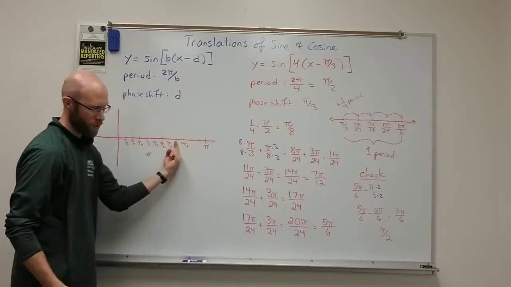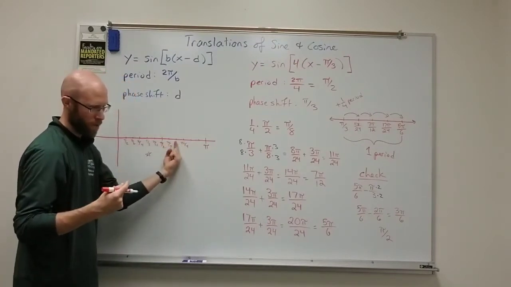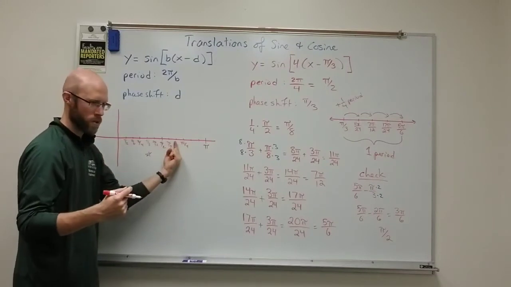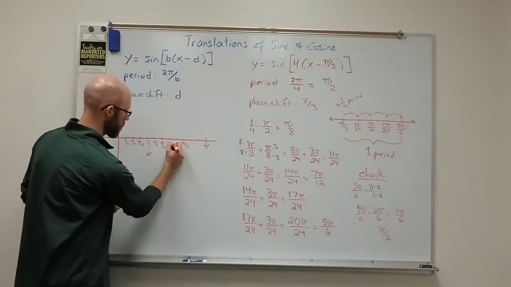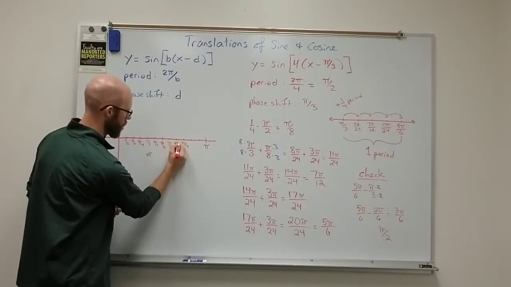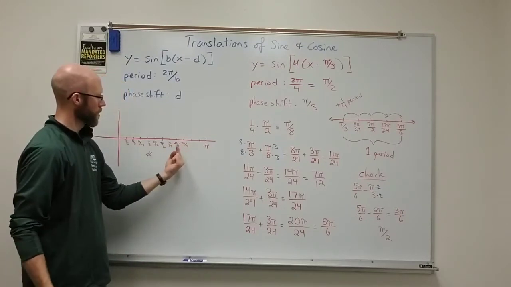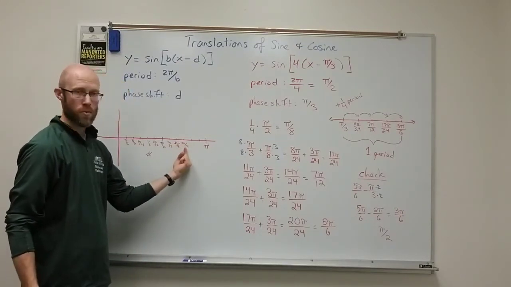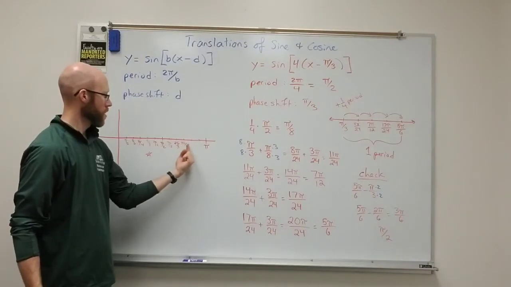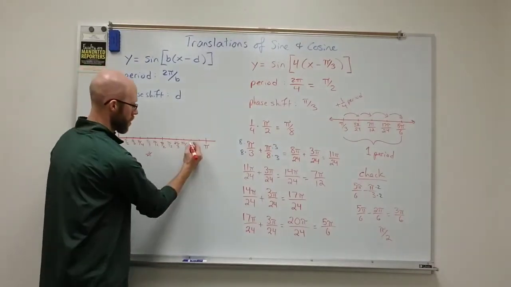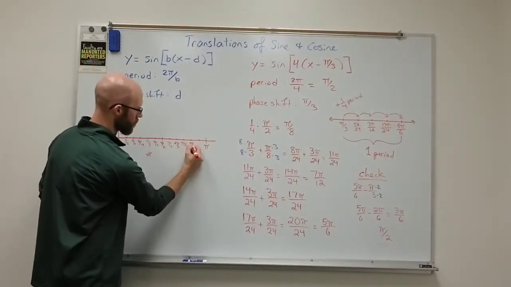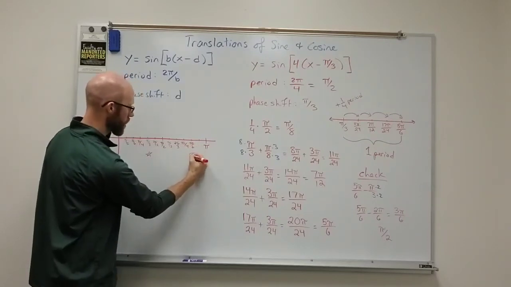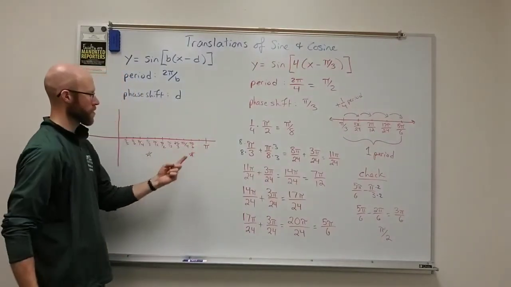8 pi over 12 reduces to, 8 over 12 is what, 2/3? So it'd be 2 pi over 3. So 9 pi over 12 is 3/4. Then we get 10 pi over 12, which is equivalent to 5 pi over 6. Well, that's one that I need. That's my endpoint, 5 pi over 6.